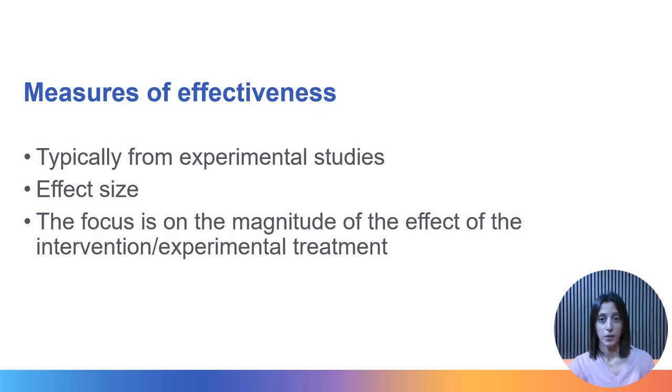While the point estimates you find in tables reporting measures of effectiveness are the same that you would find in tables reporting associations, the interpretation of these tables, typically found in experimental studies, is fairly different to that of observational studies. The main focus here is on the effect size, which is the magnitude of the effect of the intervention on the outcome. You will find different point estimates depending on the outcome measure. For dichotomous outcomes, you will typically find odds ratios, and for continuous outcomes, you will typically find mean differences.